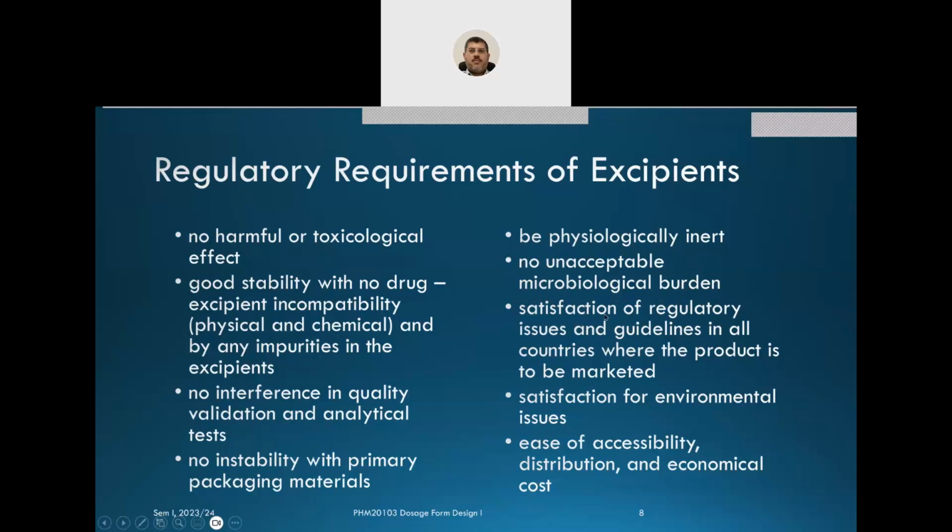It should satisfy regulatory issues and guidelines in all countries where the product is to be marketed. So this excipient may have a monograph in the British Pharmacopoeia, US Pharmacopoeia, Japanese Pharmacopoeia, and so on. It depends on the country in which you want to use the excipient. Then the specifications of that excipient must conform with the specifications of the compendia or pharmacopoeia of that country.